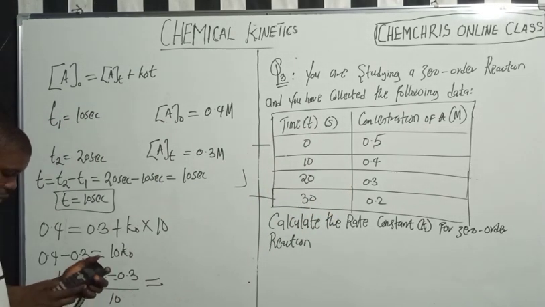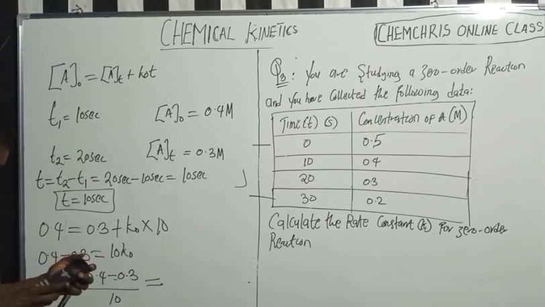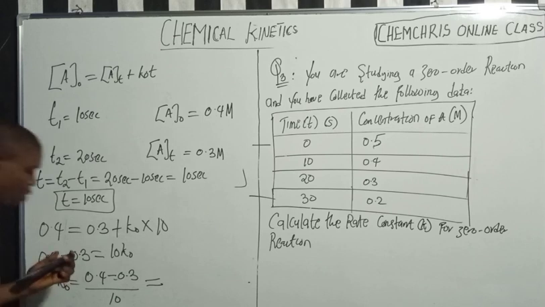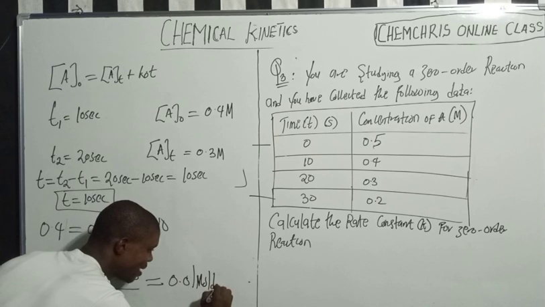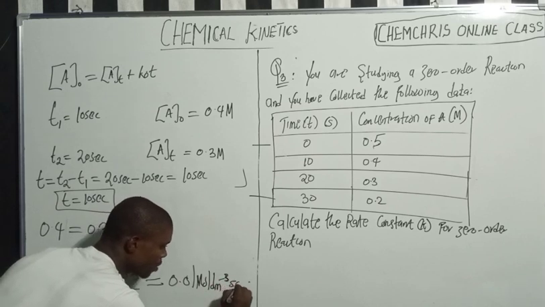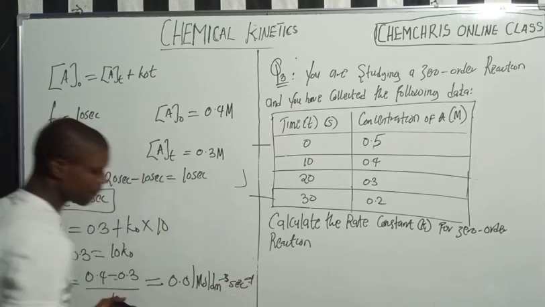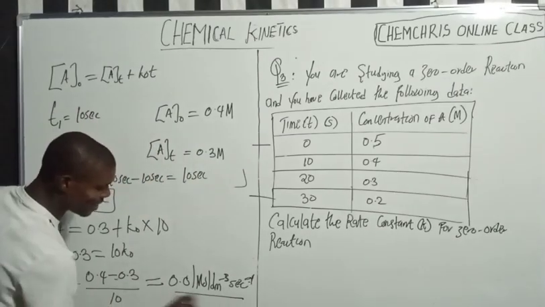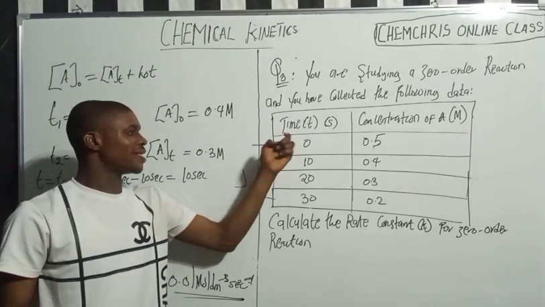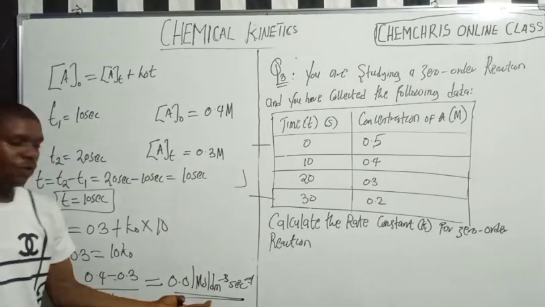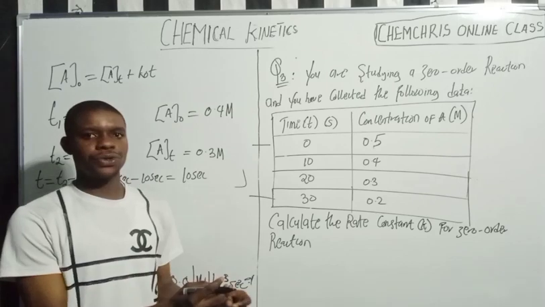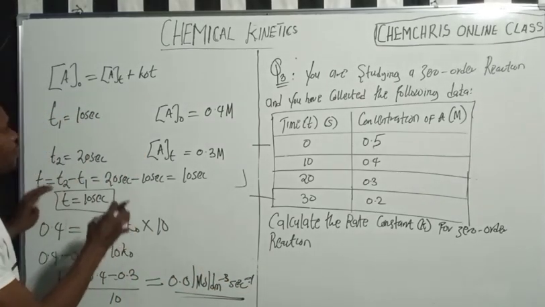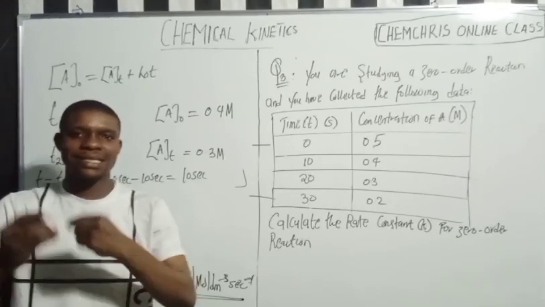So here we have 0.4 minus 0.3 divided by 10. Here we have 0.01, 0.01 molarity per dm cube per second. Can you see that? That is it. You can see that it's the same. If you use this one here, or any other, it's still going to give you the same answer because it's called the rate constant for a zero order reaction. So that is for zero order reaction.